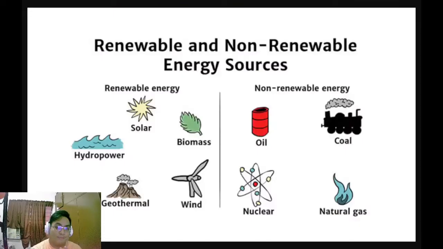There are two types of energy resources: renewable energy and non-renewable energy. Renewable energy is generated from natural sources that can be replaced over a relatively short time scale. Examples of renewable energies include solar, wind, hydroelectric, and geothermal.